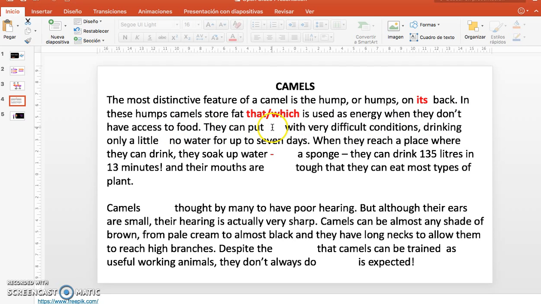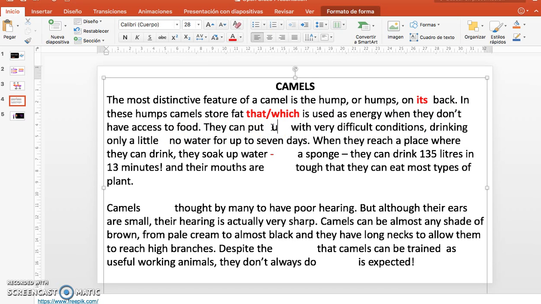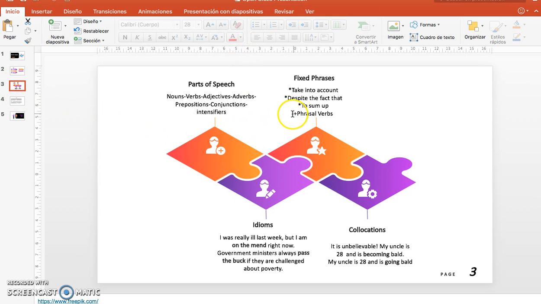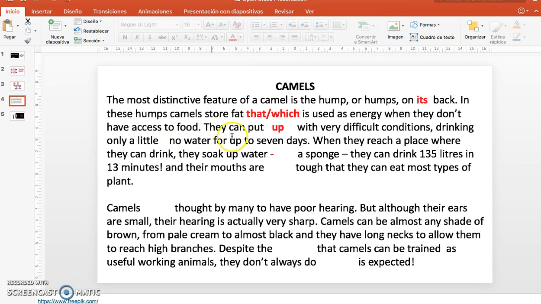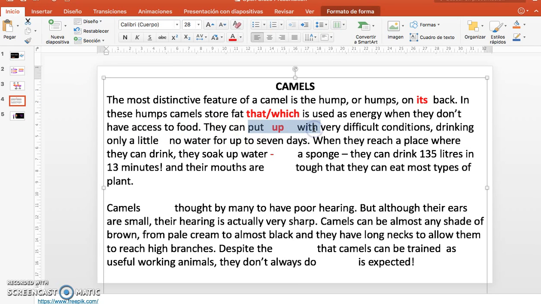They can put, here the right answer is up. Here we have the expression put up with. Put up with is part of those fixed expressions, but specifically put up with is a phrasal verb. Okay, what does put up with mean? Put up with means deal with. So they can deal with very difficult conditions, or they can put up with very difficult conditions. Let's continue.